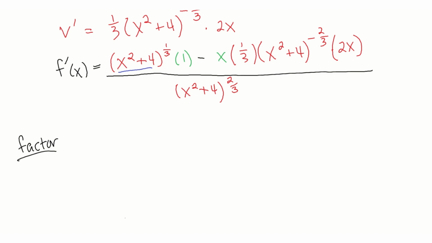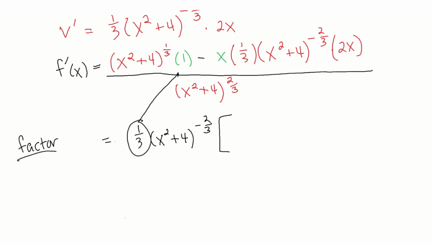Of course, it's negative 2/3. So we need to factor that term out with the smaller power: x squared plus 4 to the negative 2/3. We can also factor out the constant, 1/3, because it's the GCF of the coefficients. You'll probably learn the greatest common factor in 4th or 5th grade.